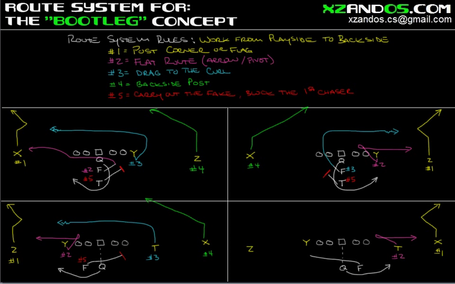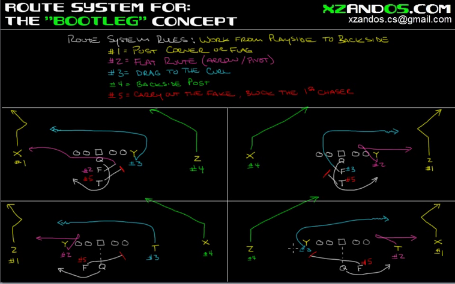Number 3 is going to be the tight end. Number 3 is the tight end. So again, he's going to probably do some type of arc release, drag it into the curl, settle down like so. And then number 4 is your Z back. And again, you have your money pattern, which is your backside post. Number 5 is again the fullback, because he is carrying out the fake and he is blocking the first backside chaser.